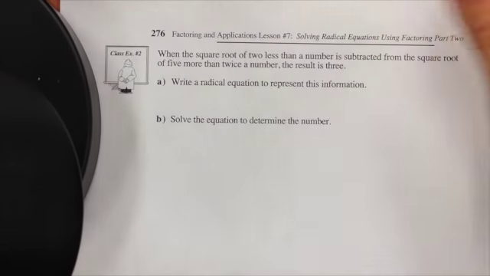Okay, so let's look at this next question. When the square root of 2 less than a number is subtracted from the square root of 5 more than twice a number, the result is 3.